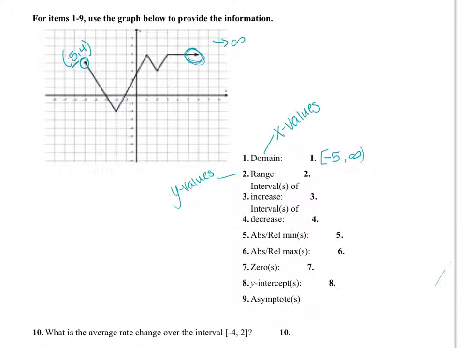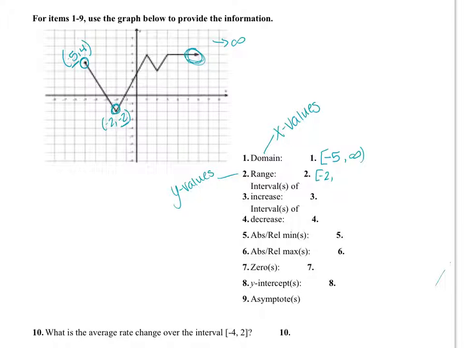For range, we do the same thing, but now looking at our y value. So we start from the bottom and work our way up. Our lowest point is -2, -2. The y value with that is -2. Since it reaches -2, it gets a bracket.